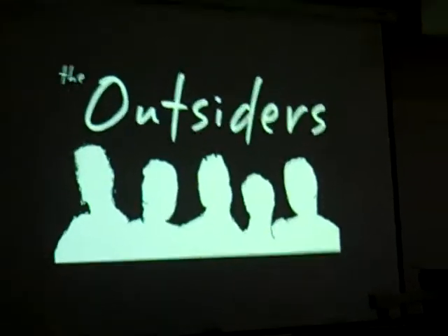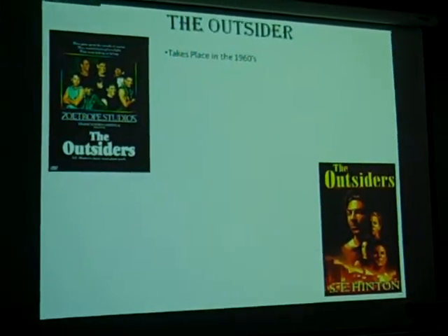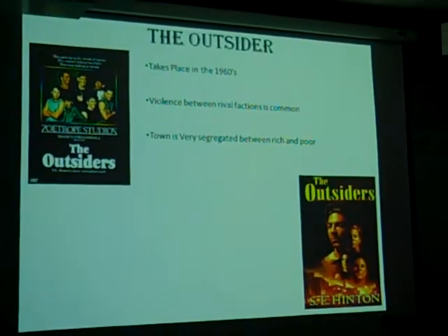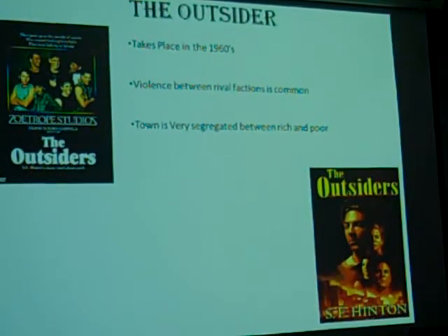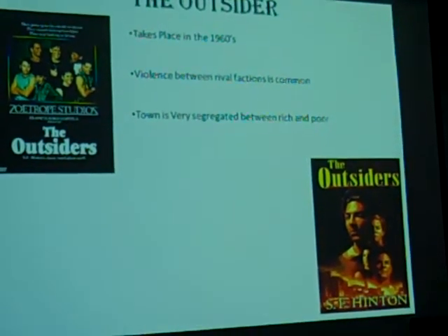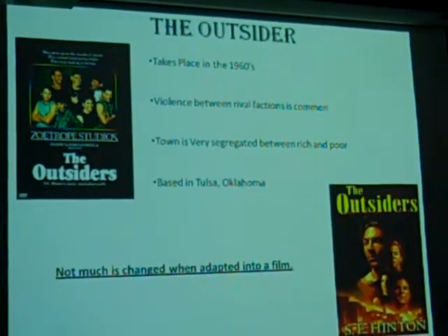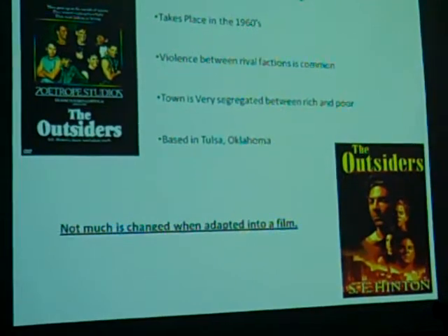And my last story is The Outsiders. The story of The Outsiders takes place in 1960. There's violence between rival factions. It's a very segregated town between rich and poor. It's based in Tulsa, Oklahoma. And as you see at the bottom here, not much changed in setting from the book to the movie.